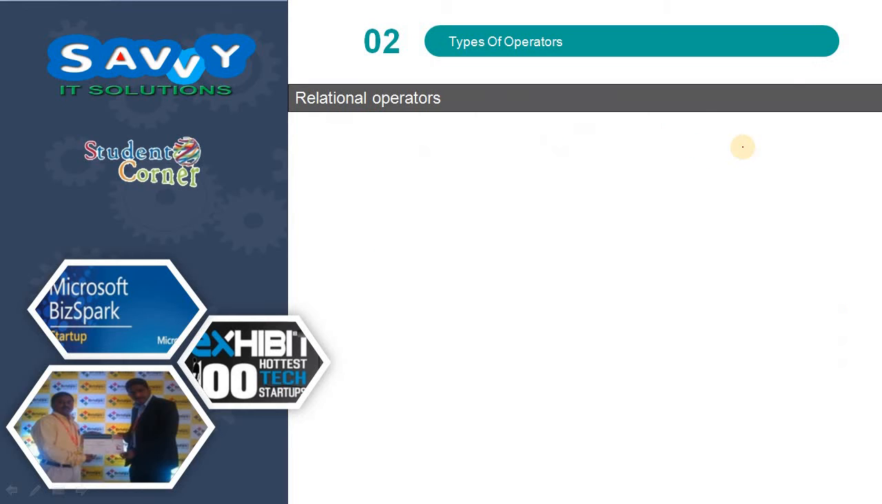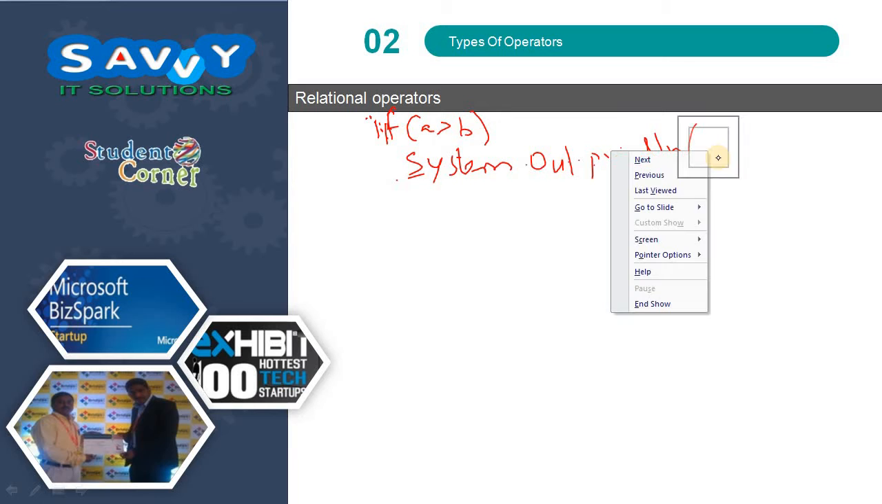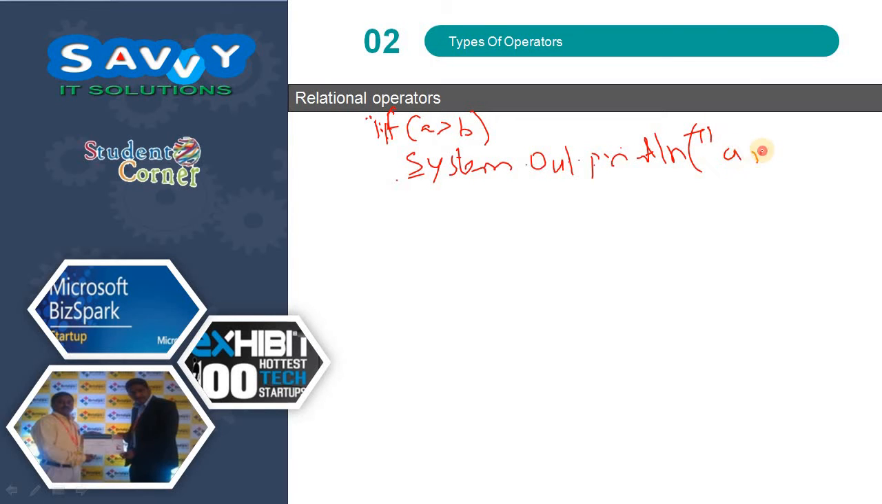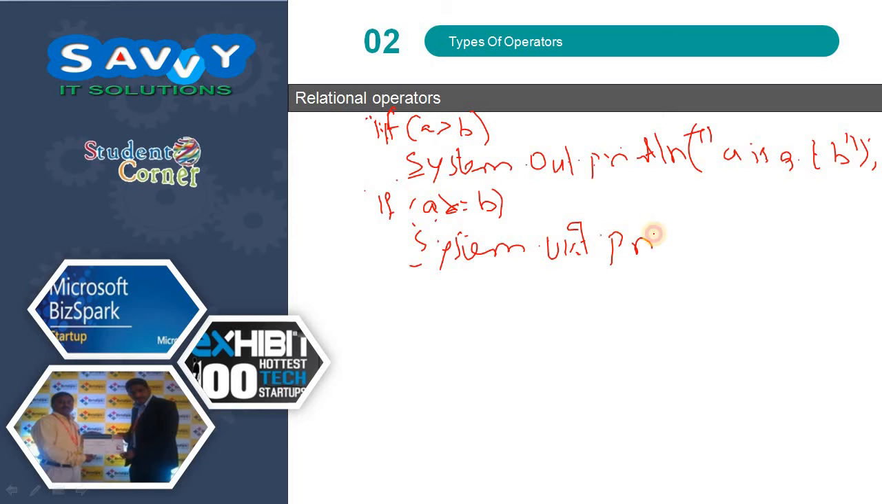Okay, let us move into a little bit of example, not more, just we check a simple condition. If A greater than B, System.out.println, in quotations, "A is greater than B", we print this message, that's it. If A greater than or equal to B, System.out.println, "A is greater than or equal to B".